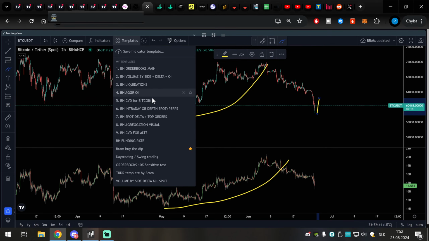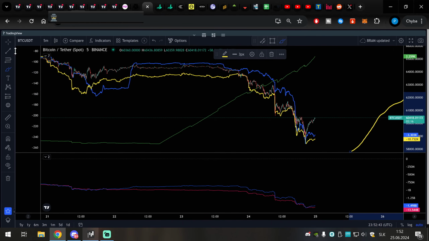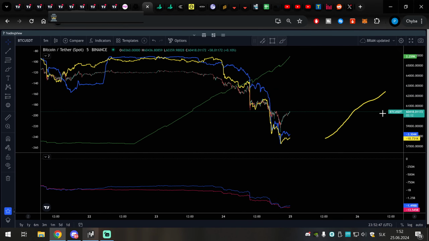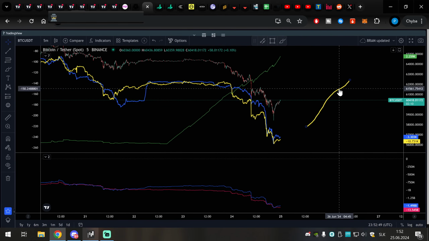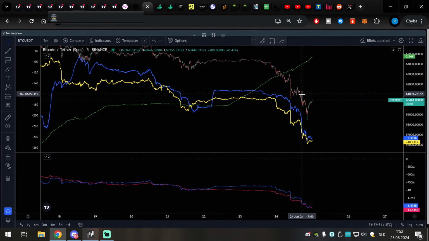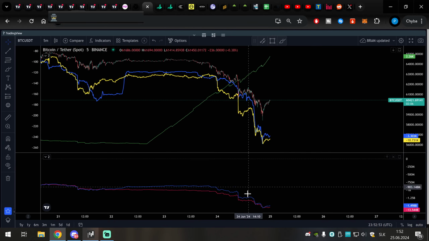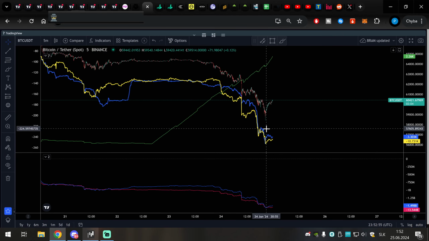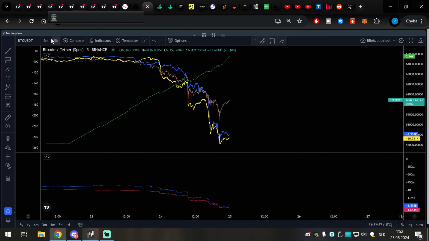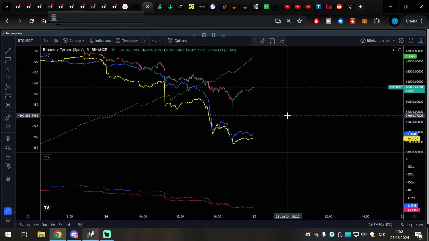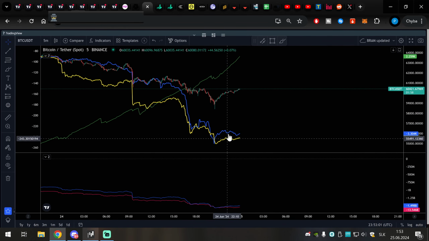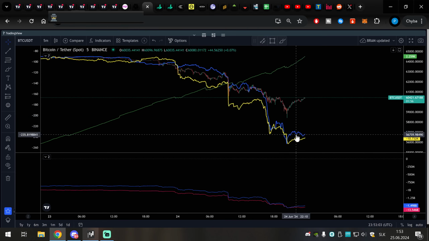CVD. What's that line here? Okay. Firm downtrend. We need a change of trend also on the CVD, but now at least a bit of buying is coming from Coinbase and Binance, which matter.